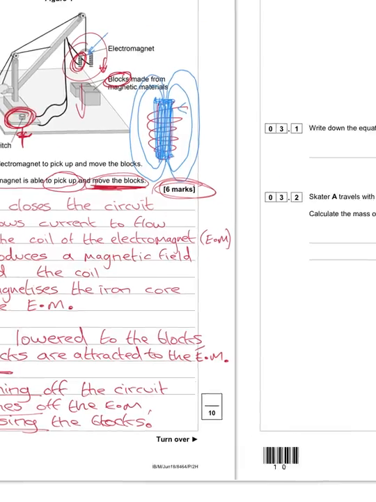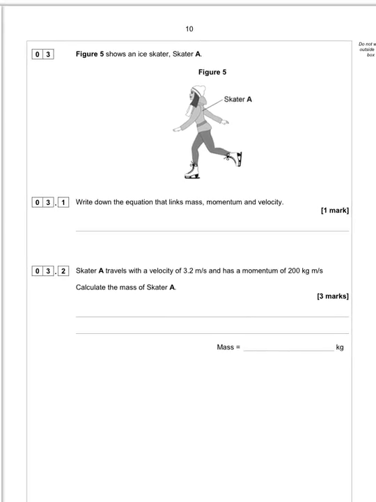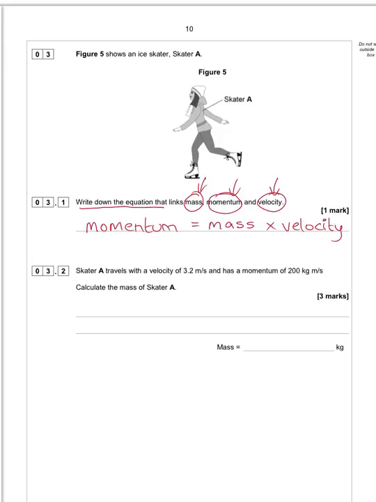Okay, moving on to question 3. Question 3 is about an ice skater. They have started you off with a nice simple question. Now with these questions, what is it when you see write down the equation that links? You've got 3 things here: mass, momentum and velocity. You should be using these 3 things and only these 3 things in your answer. Okay, use the words of the question. So in the equation that you will have learnt from your revision sheet, momentum is equal to mass times velocity.